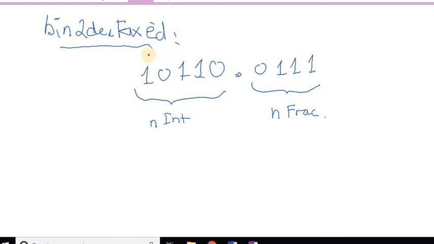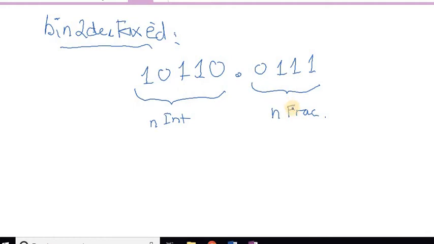Okay, in this video, I'm going to discuss the reasoning behind the Python function bin2decFixed. So we have a binary number that represents a fixed point decimal number. Now, in the code, we specify the number of bits that are integer bits, and the number of bits that are fractional bits. So in the code, you'll input this string of ones and zeros as an array, and you'll also input to the function the number of integer bits and the number of fractional bits.